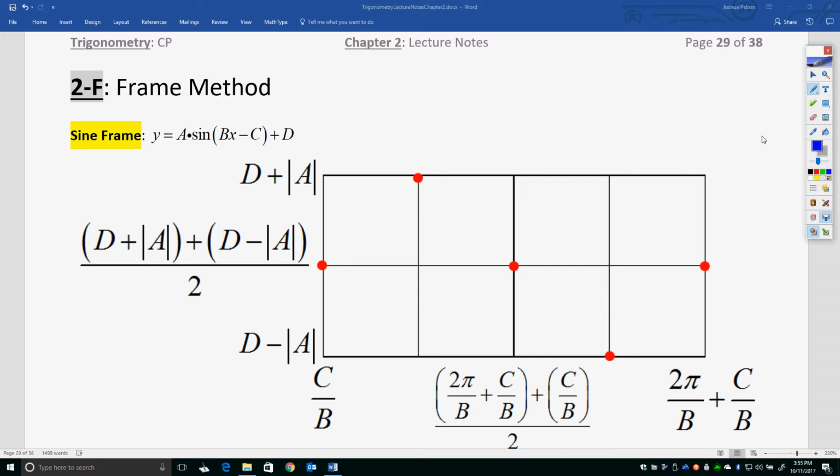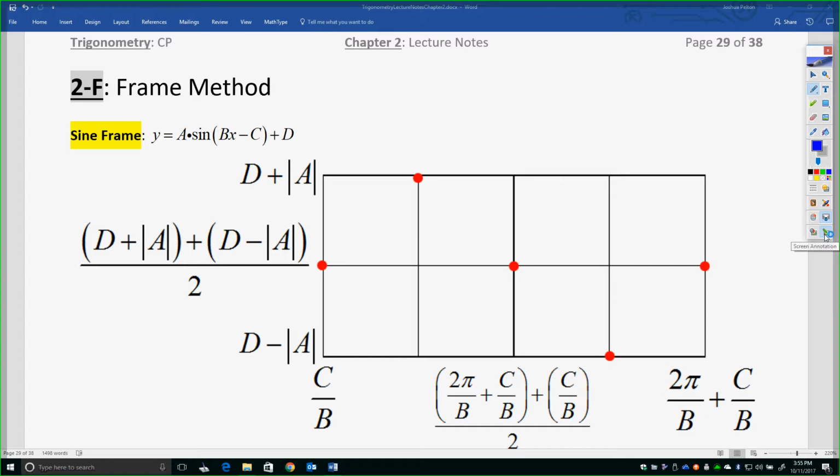The frame method is an alternative shortcut method to graphing the sine, cosine, and other trig functions. It's on the premise that all of the functions essentially look the same. They're just modified with the period, amplitude, and their starting point. So every sine essentially looks like this, where the high points are equally spaced from the midpoints and the endpoints. And it uses the formulas we've previously learned in the previous section.